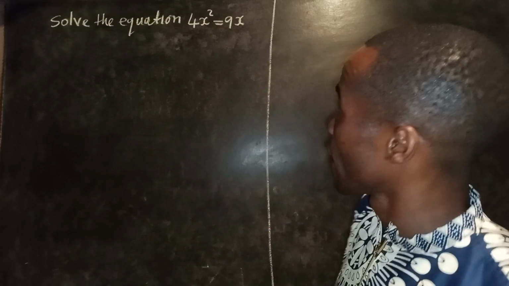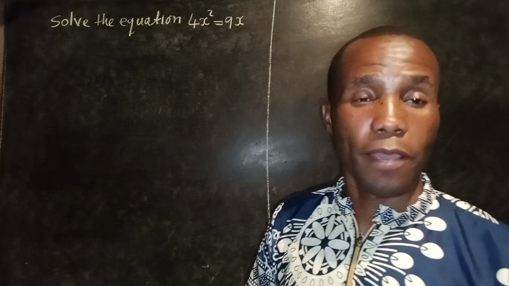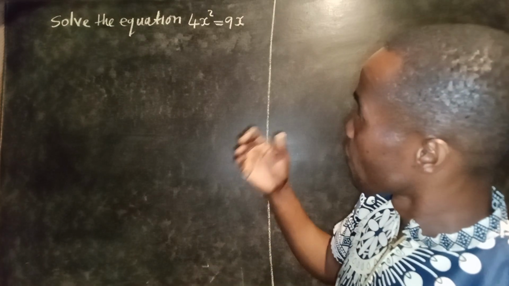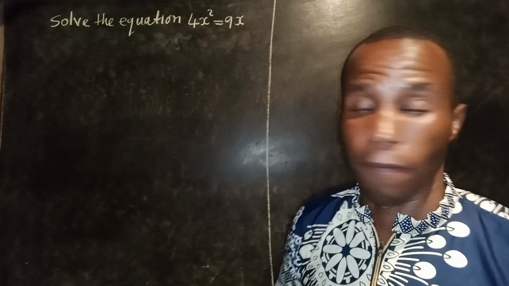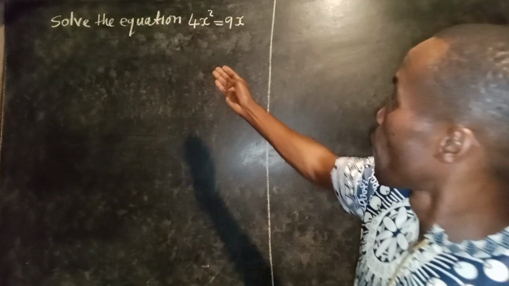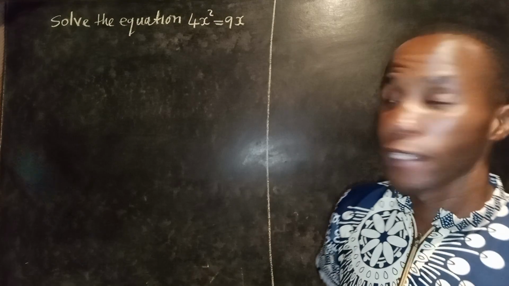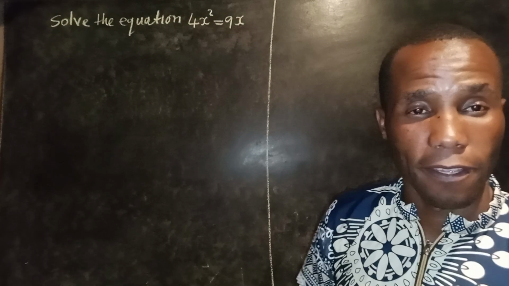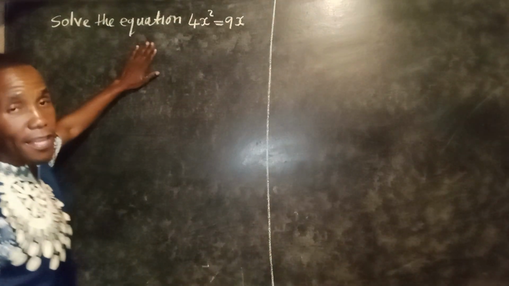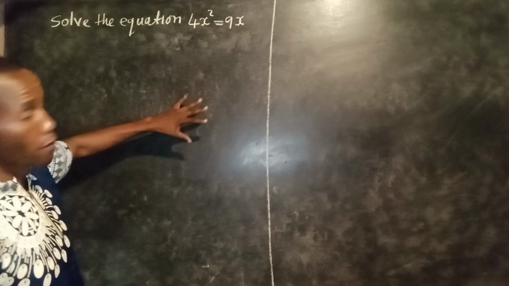Today we are looking at the question that you are able to see on the chalkboard. And this is an equation, okay? So the question says, solve the equation 4x squared equals 9x. So how can we solve this particular equation that we are given?